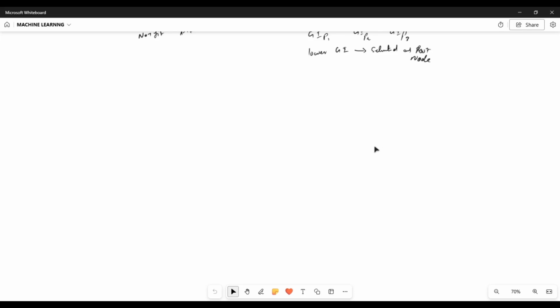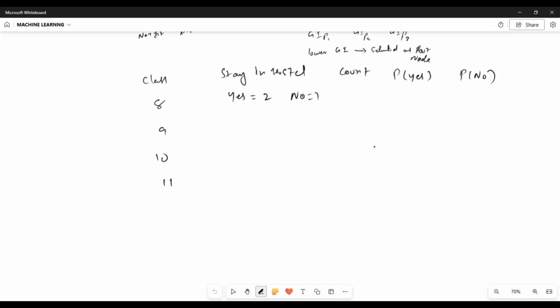So now let's take an example and see how to solve this Gini index. Let's say I have a class of students: 8, 9, 10 and 11, and the parameter is whether the students stay in hostel or not. Then what is the total count of students, what is the probability he stays in hostel, what is the probability he does not stay in hostel. Let's say in class 8, two students stay in hostel and one student does not stay. In class 9, S is equal to 1, no is equal to 3. In class 10, S is equal to 3, no is equal to 1. Randomly we are taking an example.